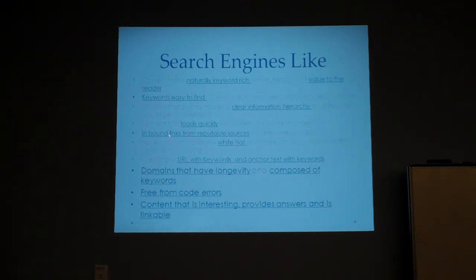So search engines like websites that have natural keywords, where you write great content but the keywords are in it. The keyword is not repeated every other paragraph, so that when you read it, it's awkward. It wants to be natural. It's supposed to be of value to the reader. In fact, all of your content on your website is first written for the individual, for the human, and secondly for the search engine. The content, okay, must be clear and hierarchical.